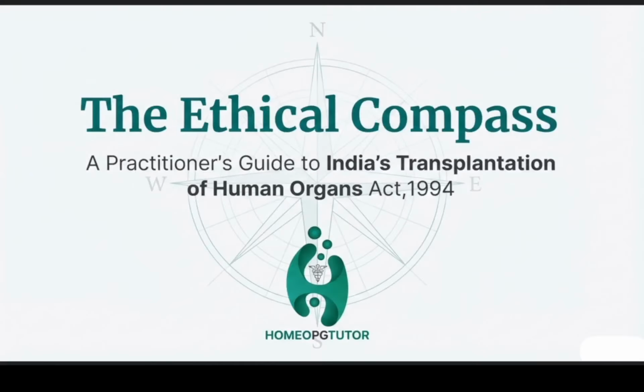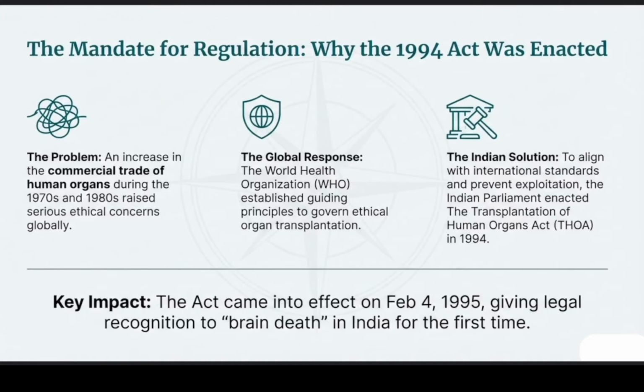So the next one we're going to deal with is India's Transplantation of Human Organs Act 1994. Now, in 1994 this particular act was enacted. What was the problem? See, there was an increase in the commercial trade of human organs during the 1970s and 1980s. At that point of time, WHO said that we require ethical guidelines for it. So in India we brought in the Transplantation of Human Organs Act, THOA, in 1994.